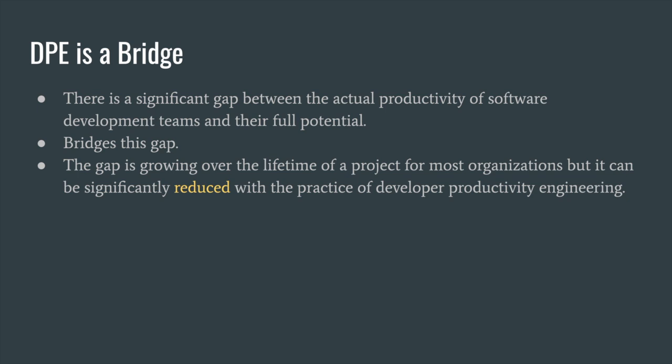So as your product continues to grow, as you continue to add lines of code, as you continue to add and grow your teams, you find that the gap between the actual productivity of software teams and their full potential continues to grow. So this is another case for why you need to be very deliberate about implementing developer productivity engineering as part of your teams, or even as part of your development as a solo developer.